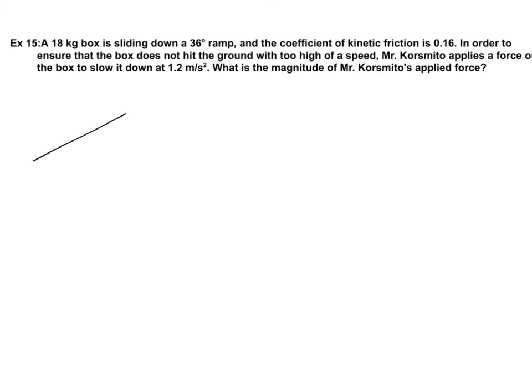All right, we got a 36-degree ramp. Box is sliding down it, and Mr. Korsmito wants to slow it down. So it's going this way down the ramp, and just based on the wording of the question, it probably makes sense that the applied force is going to be opposite that, because he's trying to slow it down so it doesn't crash at too much of a speed at the bottom there.